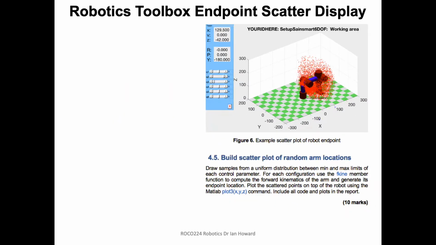Okay, so in order to give a very naive and basic understanding of what the end effector space is like, I asked you, in fact, to build a scatter plot of the endpoint locations. This is basically using randomly sampled input angles, over the valid range, which are then fed into the forward kinematics command, the FKINE member function, which will then calculate the endpoint for you. And then you can plot these points.